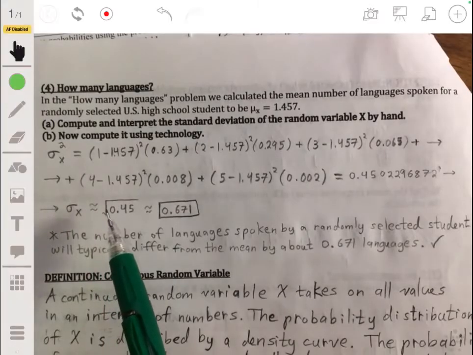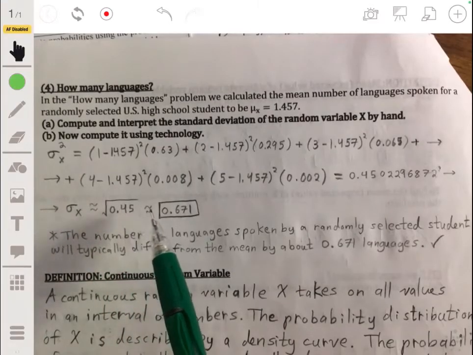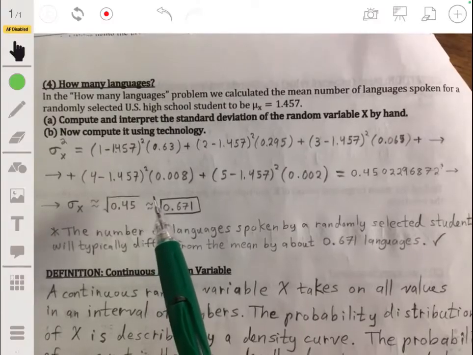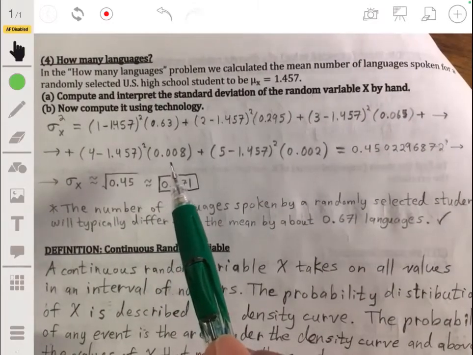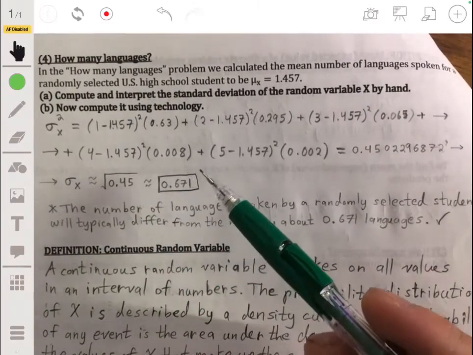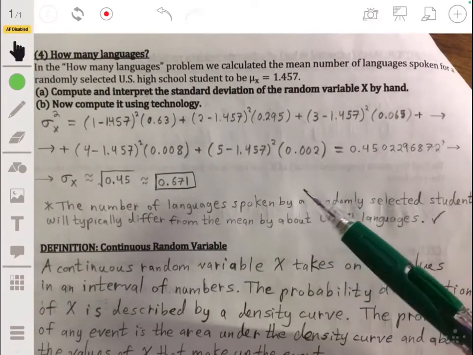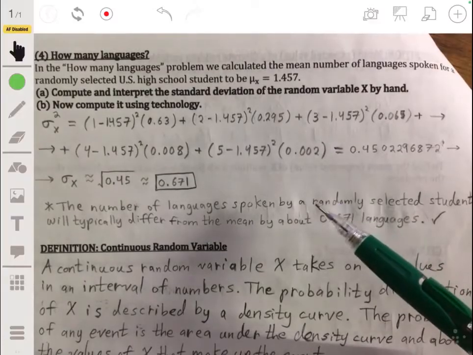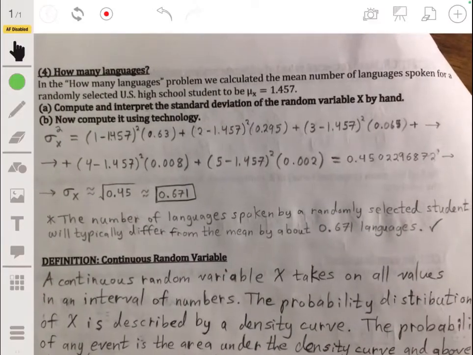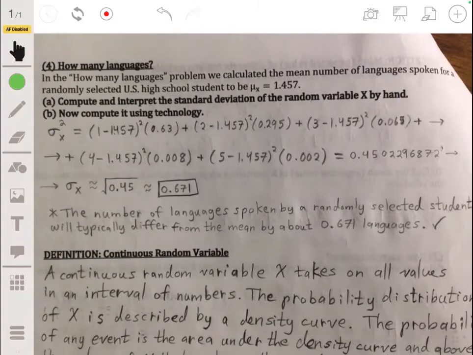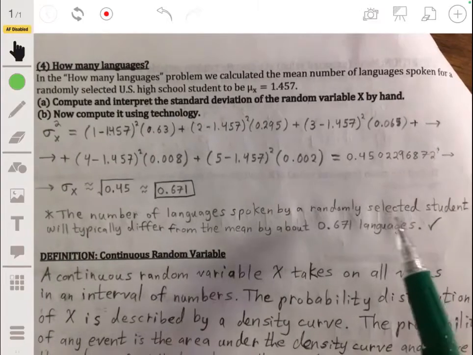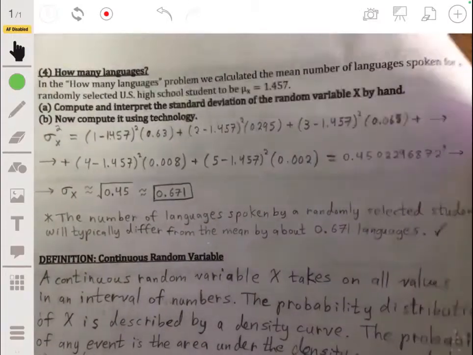We eventually get the square root of 0.457, and it still means the same thing as standard deviation that we've been used to, which basically tells you the average difference from the mean number of languages spoken. So we see the number of languages spoken by a randomly selected student will typically differ from the mean by about 0.671 languages. So again, it doesn't have to actually be one of the values in the set of data.